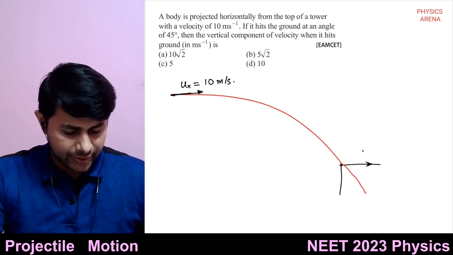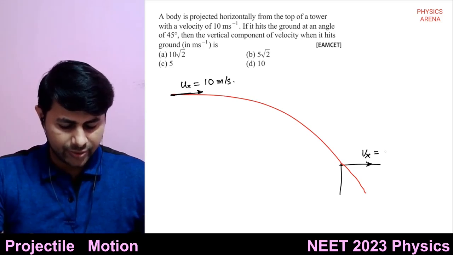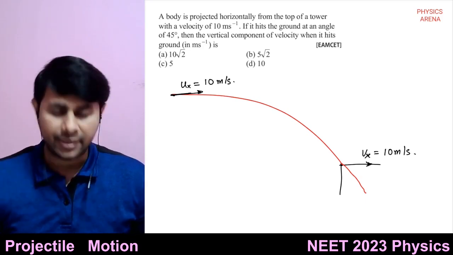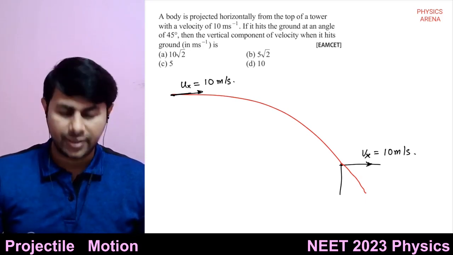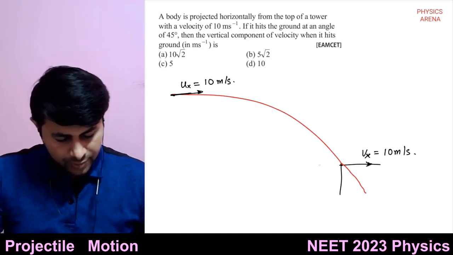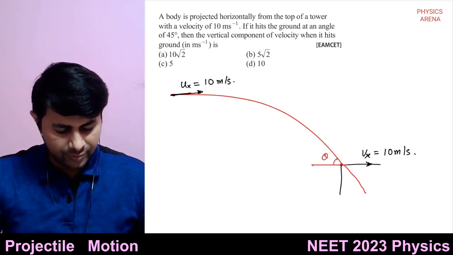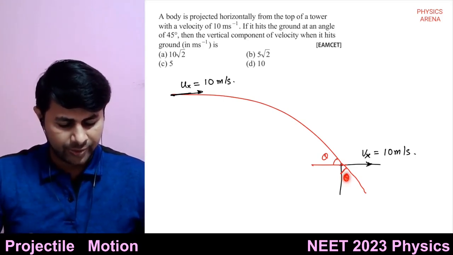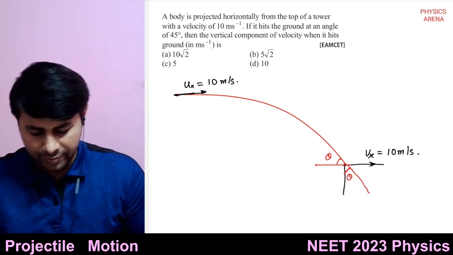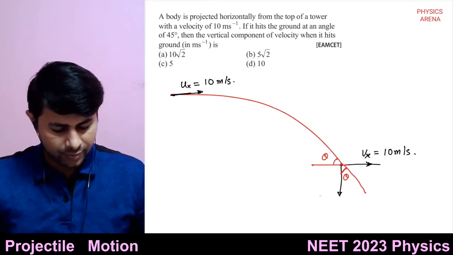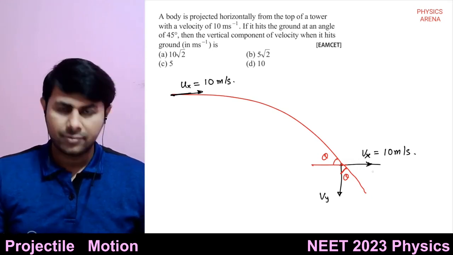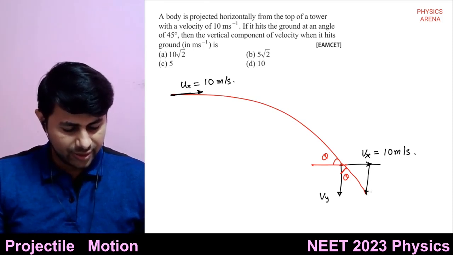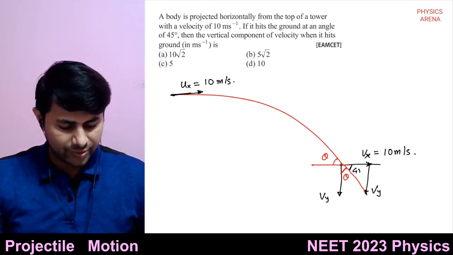Okay, so Vx is equal to 10 meters per second. It is constant, and they are telling us that it hits the ground at 45 degrees. So this angle is 45. If this angle is 45, then how much would Vy be? In this triangle, this is Vy, and this is 45.